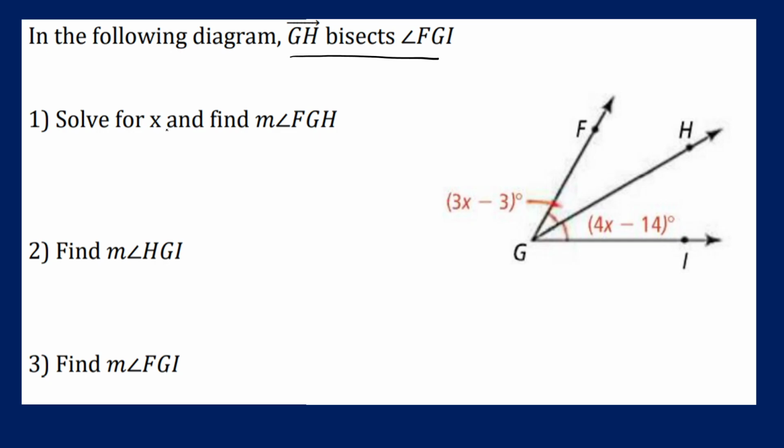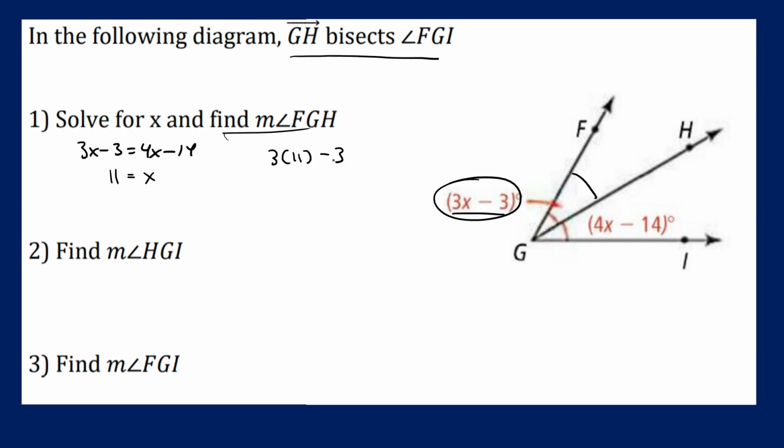And so we want to solve for x. Because it's bisected, that means we know they're equal, so we can set these equal to each other. A lot of times you end up getting very simple equations to solve. It's just a matter of knowing how to do it. And so that'll mean x is 11. But again, make sure you answer the question. We want to find the measure of FGH. So which angle is that? FGH, that's this one. And so I know this is the measure, so I would simply do 3 times 11 minus 3, which is going to be 30 degrees.